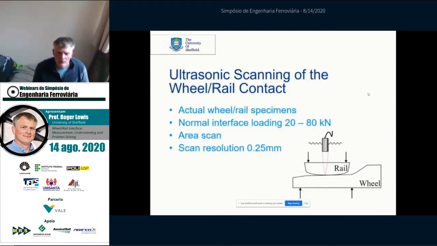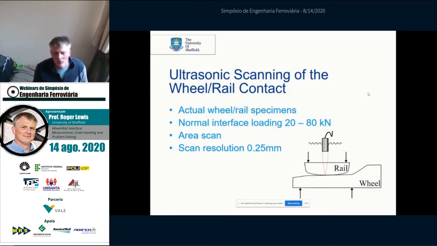So the very early work we did involved pressing together some specimens we'd cut from wheel and rail, just to show that the technique would work, I guess, and get some understanding of the output. And in itself, it's quite useful for validating certain aspects of contact models that exist. So we would do an area scan to capture the whole contact. As I said earlier, the spot size is about 1/4 millimeter, so that's our resolution.